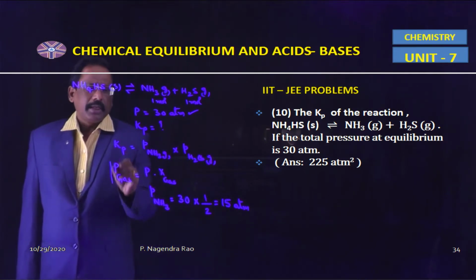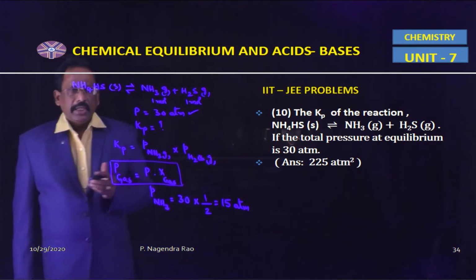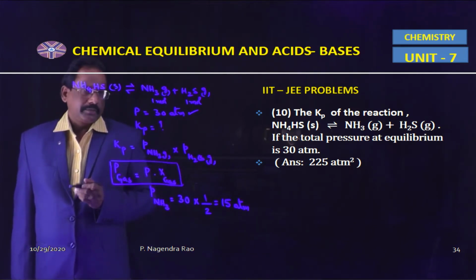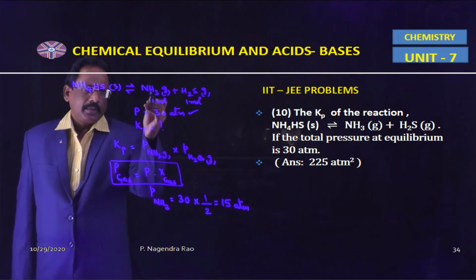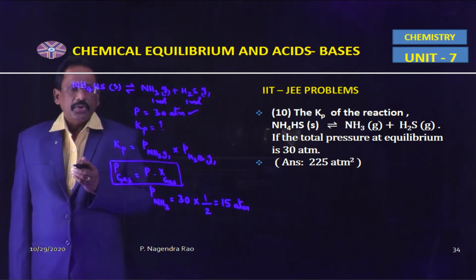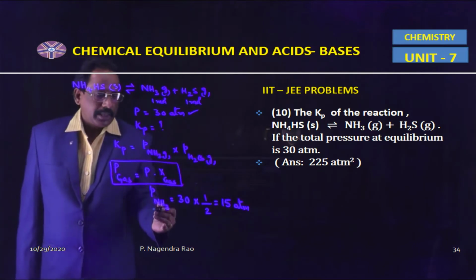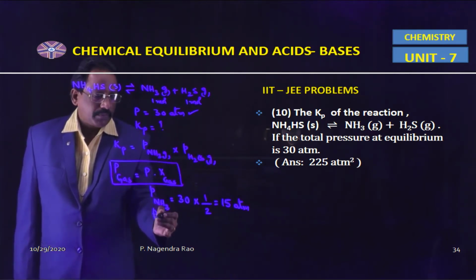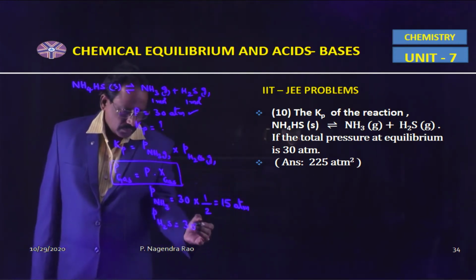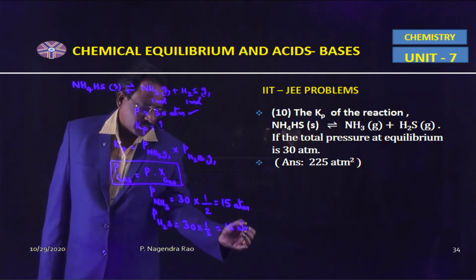A very important formula according to Dalton's law of partial pressures: the partial pressure of any gas is equal to total pressure into its mole fraction. In this dynamic equilibrium, the number of moles of ammonia gas and the number of moles of H2S gas is equal to 1 mole. So 1 divided by 2. Similarly, the partial pressure of H2S gas is equal to 30 into 1 by 2. That is equal to 15 atmospheres.